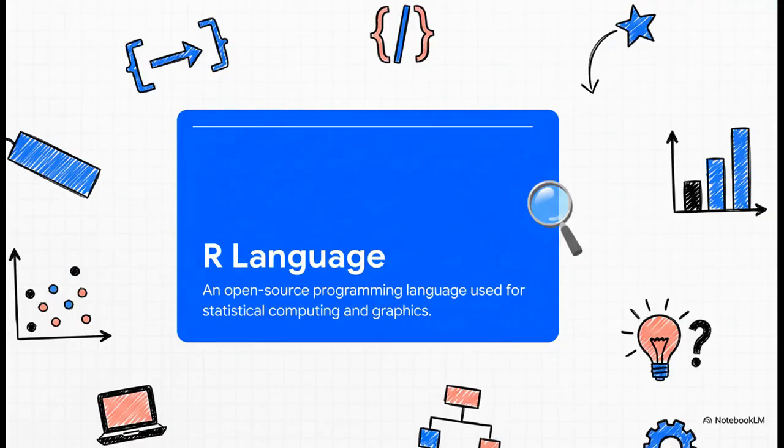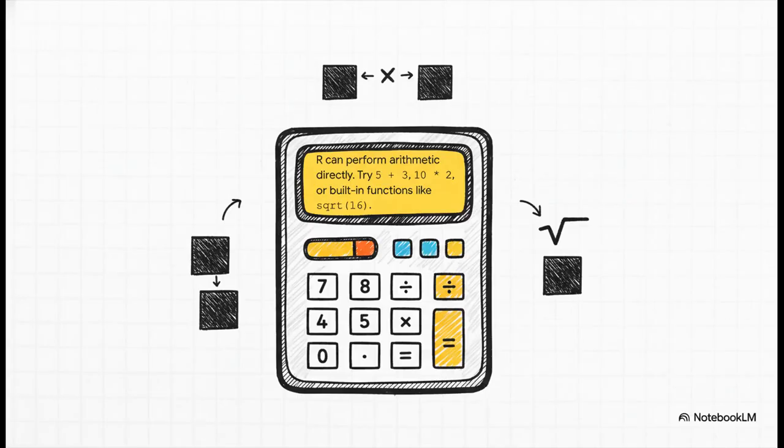So what even is R? Honestly, the easiest way to think about it is like a super-powered calculator that's built for handling data, doing stats, and making some really impressive-looking graphs. It's the go-to language for data science. And at its heart, it's super simple. You can literally just type in math problems, hit enter, and R gives you the answer. It also comes with a ton of built-in functions for things that are a little more complex, like sqrt for finding a square root. Easy enough, right?